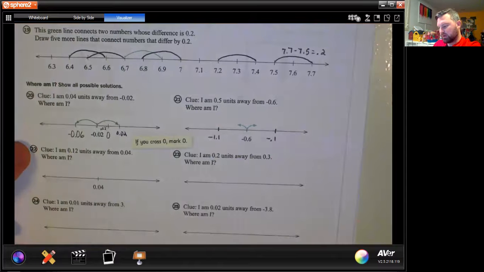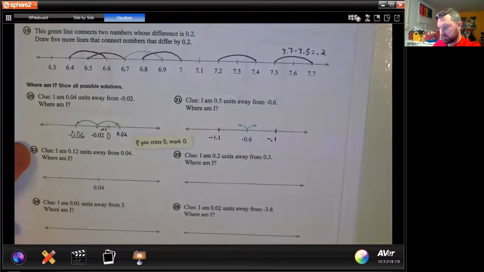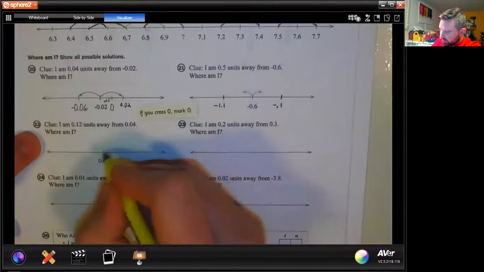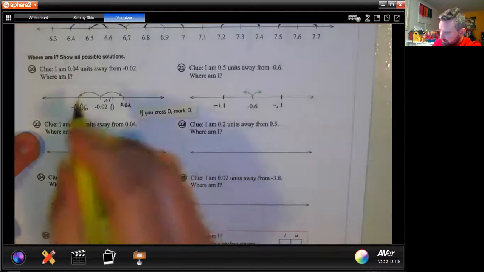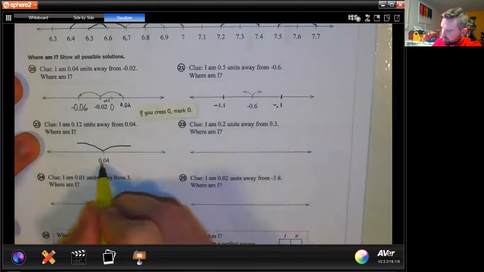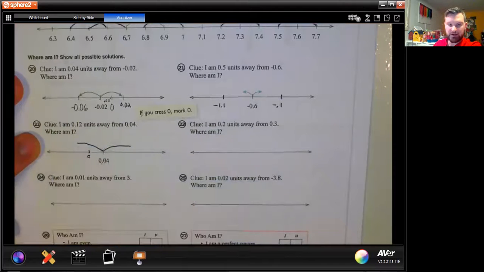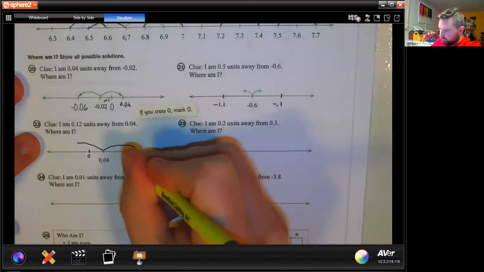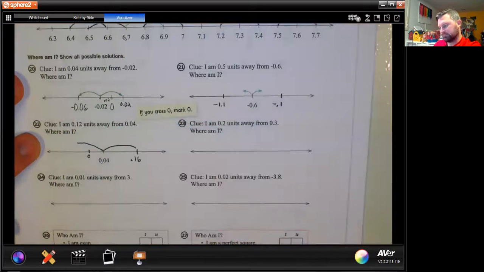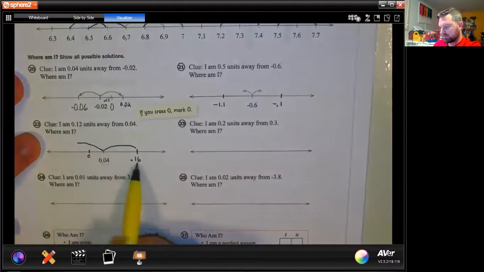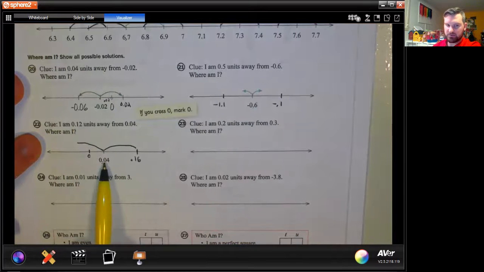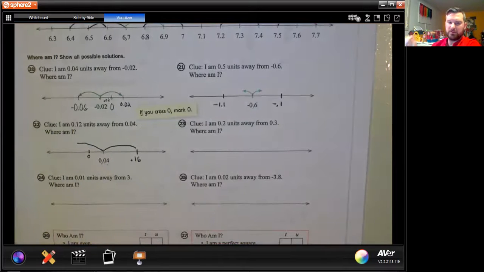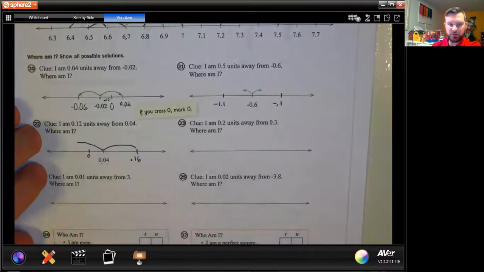22, I am 0.12 units away from 0.04. Where am I? Okay, so you're going to go this way, and you're going to go this way. Now we're at 0.04, so zero's maybe right in there. Okay, so 0.12 plus 0.04, let's say, is right here. That would be 0.16. Okay, 12 plus 4 is 16. And it's not a 1.6 because it's 0.4 and it's 0.12. So you add your 4 and your 2 and your 0 and your 1.